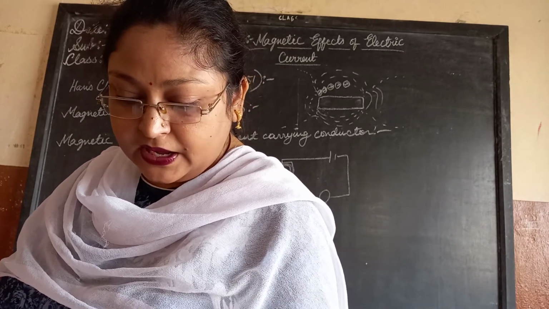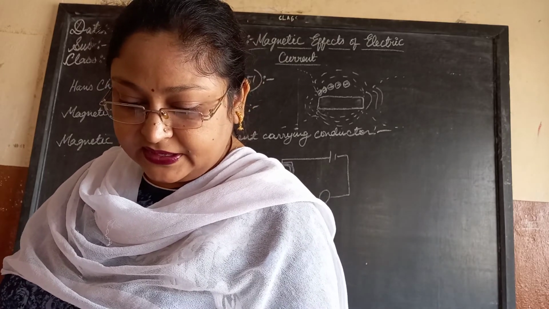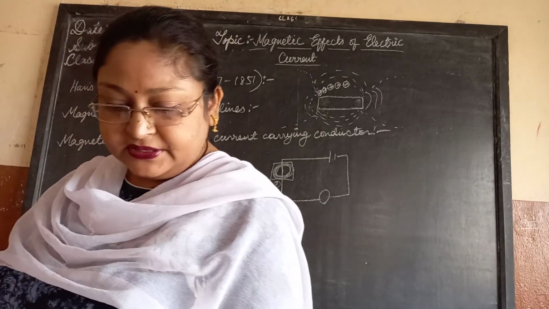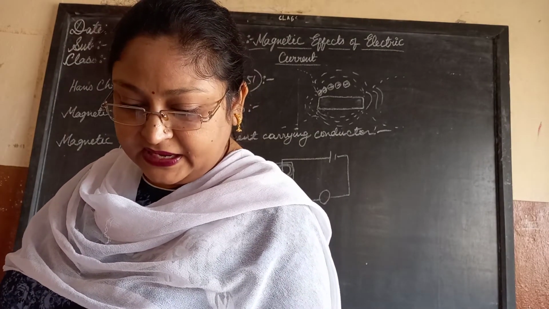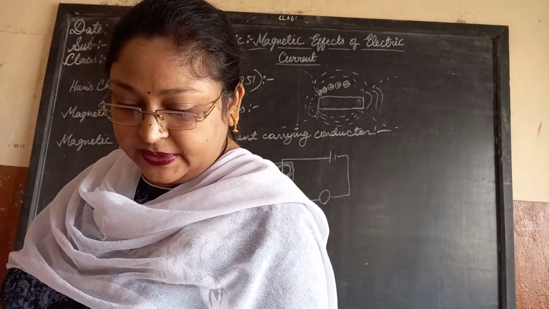You will find that the iron filings align themselves along the pattern of concentric circles around the wire. And what do these concentric circles represent? These represent the magnetic field lines. How can the direction of the magnetic field be determined?